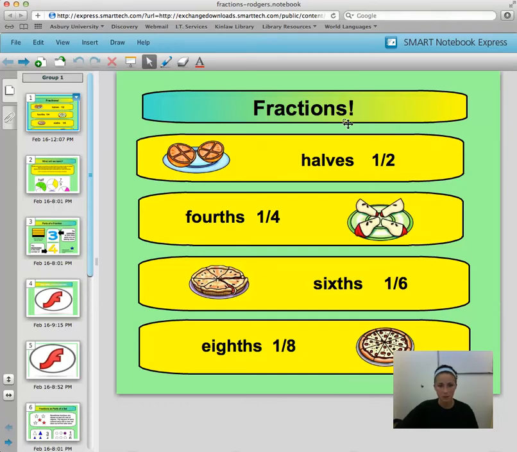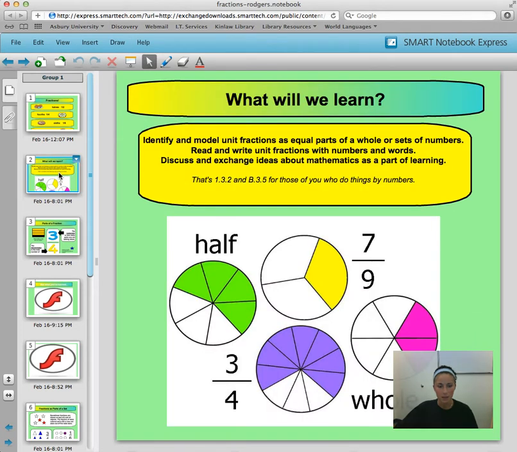This is a smart notebook lesson about fractions for second graders. This is the home page, and it just shows different types of fractions such as 1/2, 1/4, 1/6, and 1/8. And this is the second slide, and it explains what the students will learn.